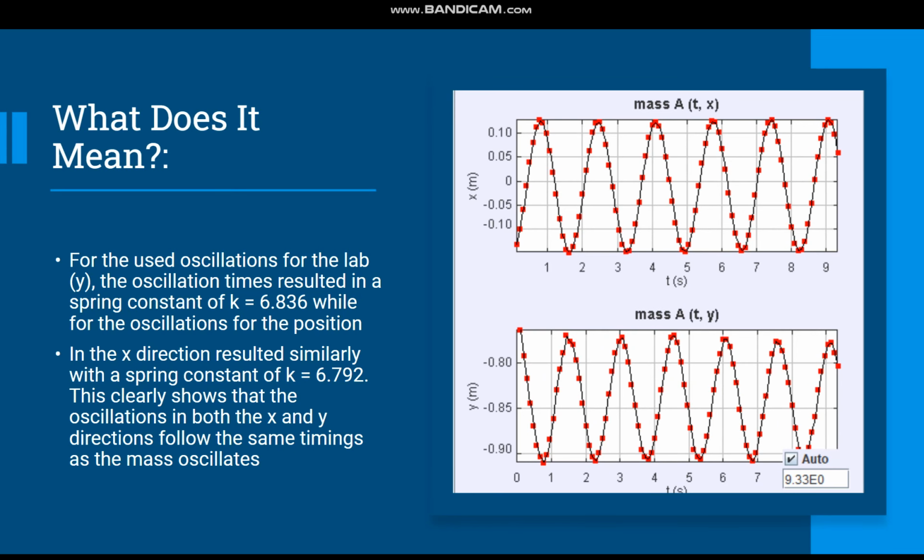What does it mean? For the used oscillations for the lab, the y oscillation times resulted in a spring constant of k equals 6.836, while the oscillations for the position in the x direction resulted similarly with a spring constant of k equals 6.792. This clearly shows that the oscillations in both the x and y directions follow the same timings as the mass oscillates, as seen in the picture on the right.